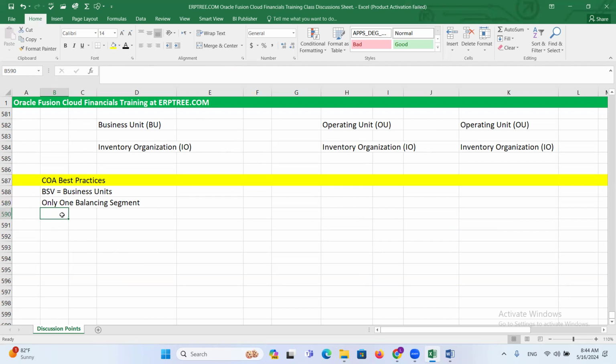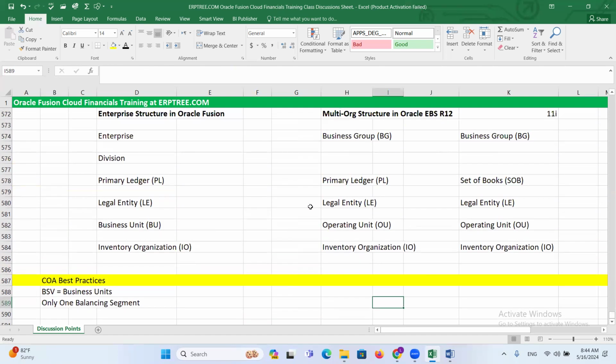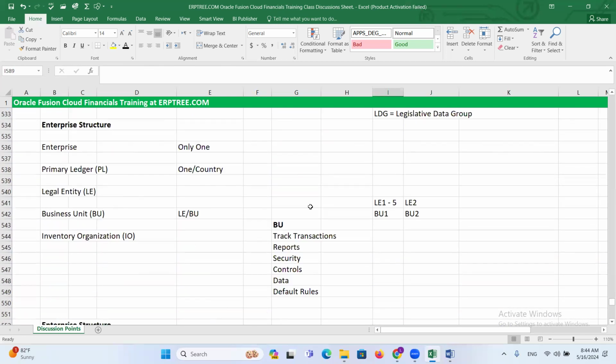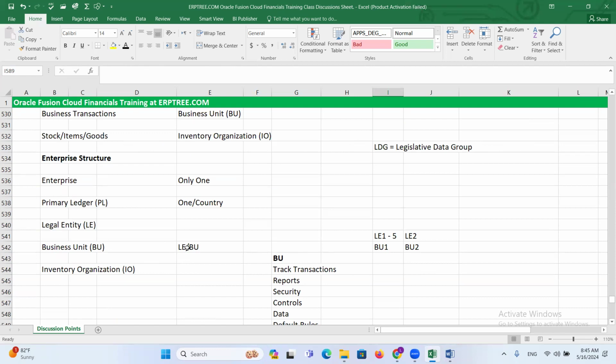Another point, one question: generally, only the legal entity is made the balancing segment label, right? Not only that, as we discussed. It could be your legal entity, or your line of business, or your business unit, or else it could be the branch. Those are the possibilities. It is not always that the legal entity is the balancing segment. That is one of the possible use cases.